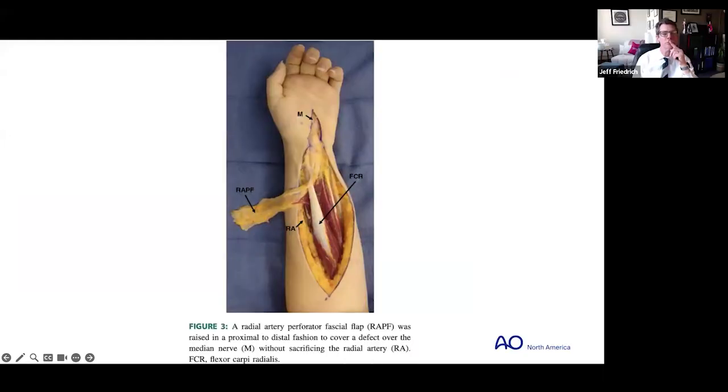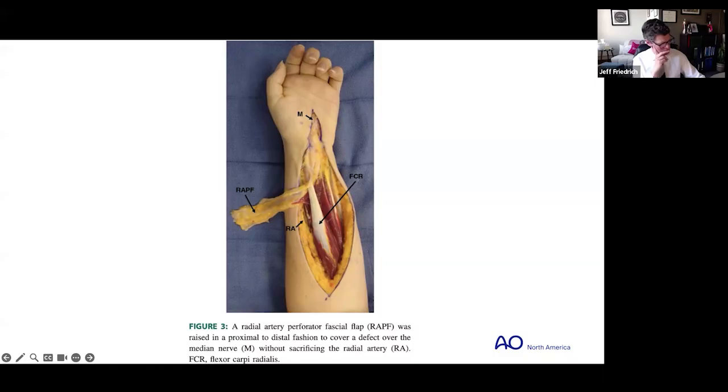They are very reliably present. You don't need to do an Allen's test on a patient before doing this because you're basically just harvesting the fat and fascia from the volar forearm based on those perforators. So the radial artery doesn't have to be sacrificed. You can cover a wound in a single stage.